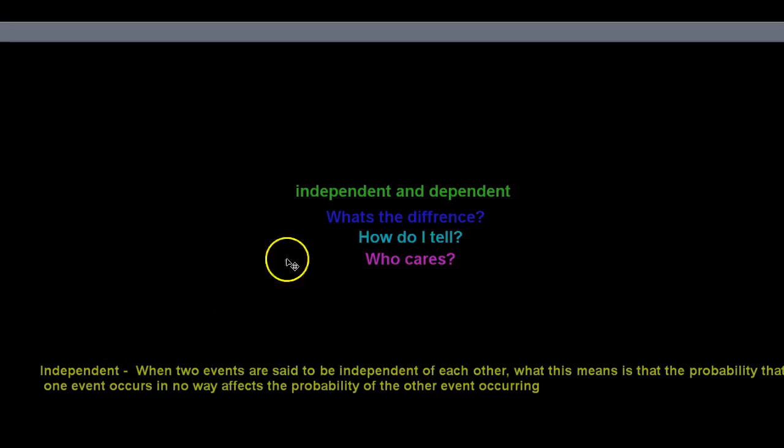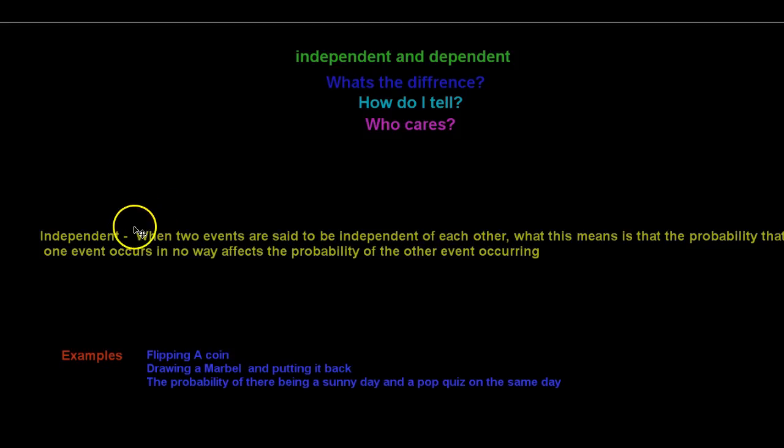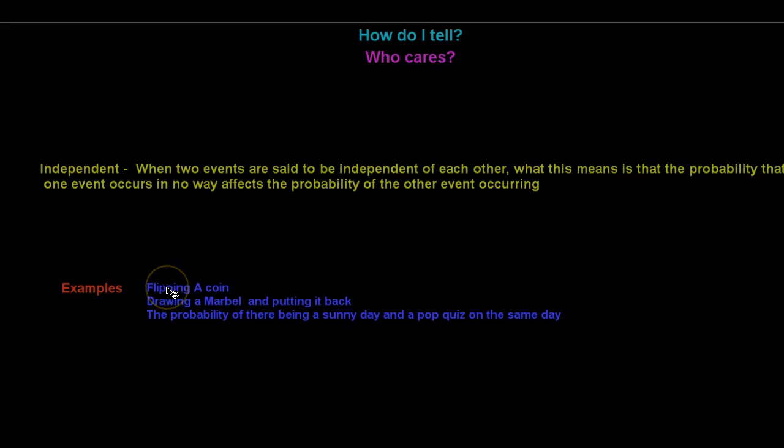Hello there. We're going to do a short little mini lesson on independent and dependent probability. So let's start with independent. Independent probability, the Webster definition here, is when two events are said to be independent of each other. What this means is that the probability that one event occurs in no way affects the probability of the other event occurring. So, for example, it's going to be like flipping a coin.